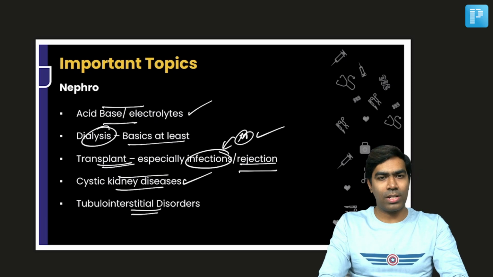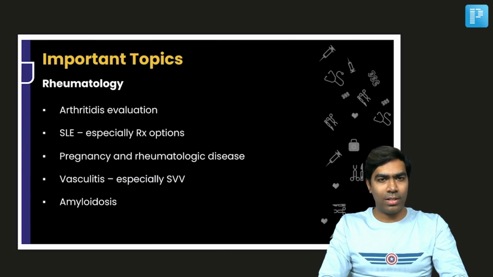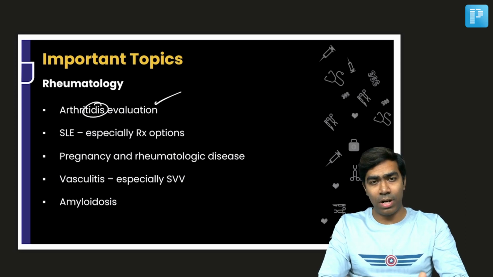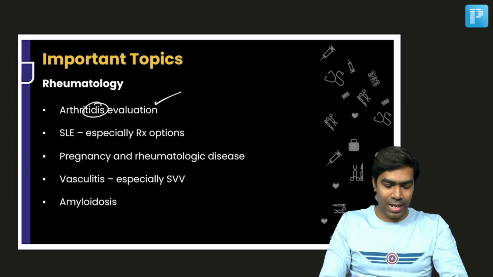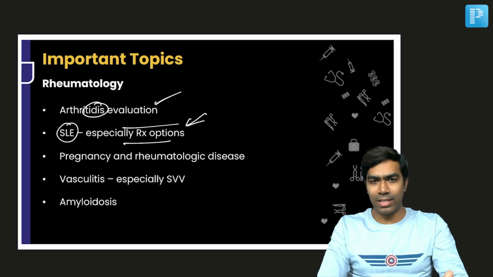And in the last 2 years, there have been plenty of questions on the tubulointerstitial disorders as well. Coming to rheumatology, the evaluation of arthritis and the treatment of various important arthritis like rheumatoid arthritis is extremely important, especially the biological part is very important. And SLE and its treatment options, especially in the recent past, there have been various targeted therapies for SLE. Those have been asked in the exams as well.